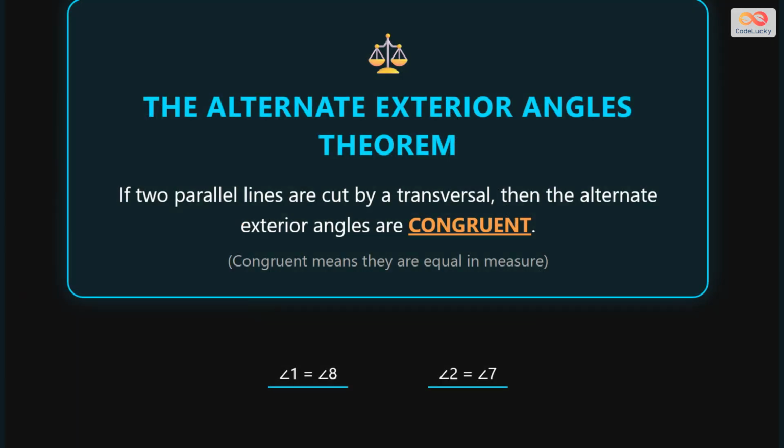Now for the most important rule, the alternate exterior angles theorem. It states that if the lines are parallel, then the alternate exterior angles are congruent. In geometry, congruent simply means they are equal in measure. So, angle 1 is equal to angle 8, and angle 2 is equal to angle 7.